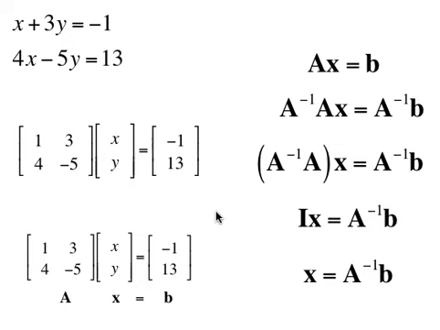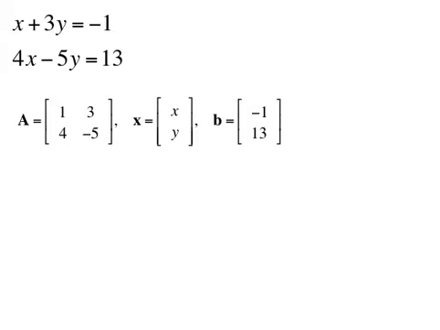So this matrix inverse strategy will require us to find the inverse of this matrix A, so we'll find A inverse, and then multiply it by this matrix B, -1, 13. So there's our matrices A, X, and B. We want to find A inverse, so we first need the determinant. Starting up here, 1 times -5 is -5. 4 times 3 is 12. -5 minus 12 is -17. That is the denominator of all 4 slots for our inverse matrix.